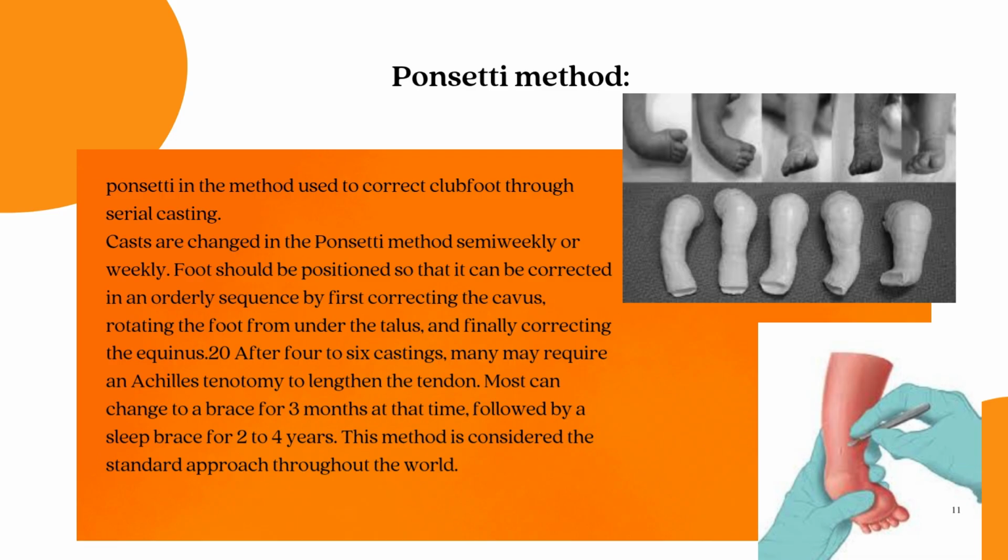Ponseti method. Ponseti is the method used to correct clubfoot through serial casting. Casts are changed in the Ponseti method semi-weekly or weekly. The foot should be positioned so that it can be corrected in an orderly sequence by first correcting the cavus, rotating the foot from under the talus, and finally correcting the equinus, usually after 4 to 6 castings. Many may require an Achilles tenotomy to lengthen the tendon. Most can change to a brace for 3 months at that time, followed by a sleep brace for 2 to 4 years. This method is considered the standard approach throughout the world.